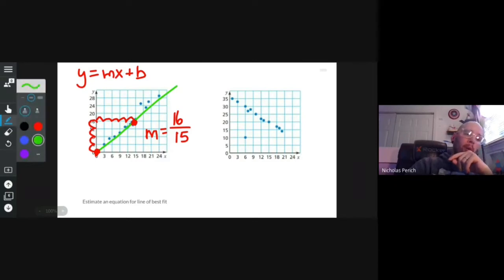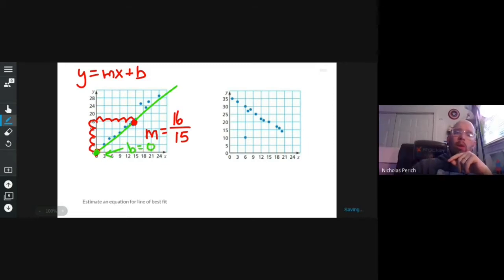That's M. My B is my y-intercept, which is 0. So writing this out, but replacing M and B with these numbers, I have y equals 16 over 15x plus 0. And again, I don't need that plus 0.